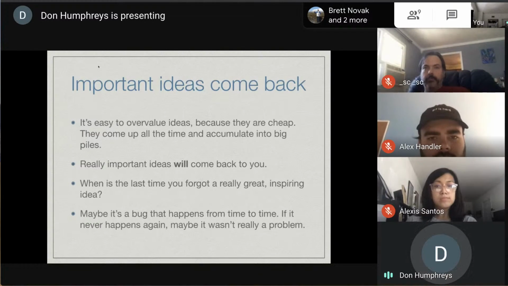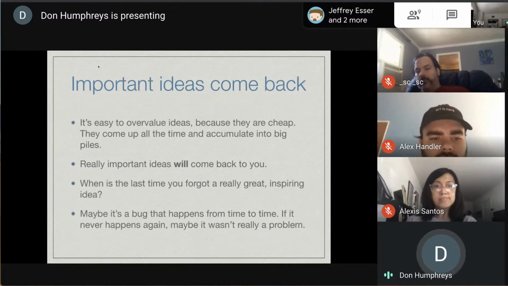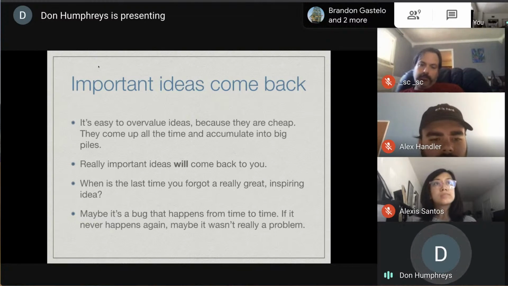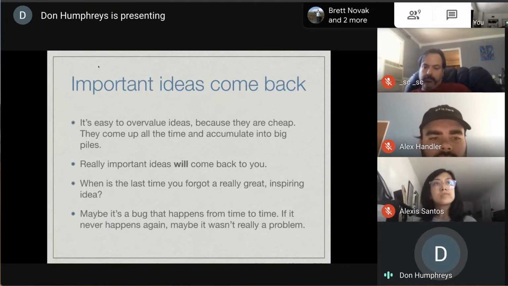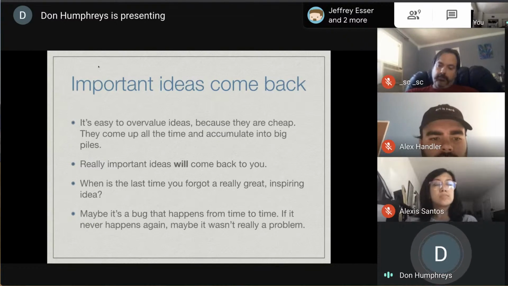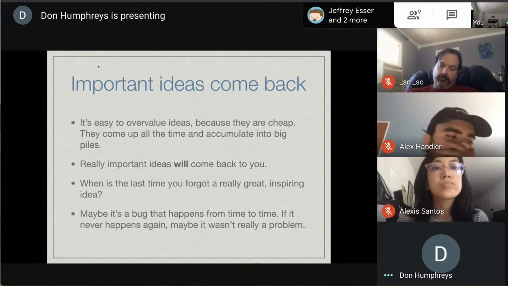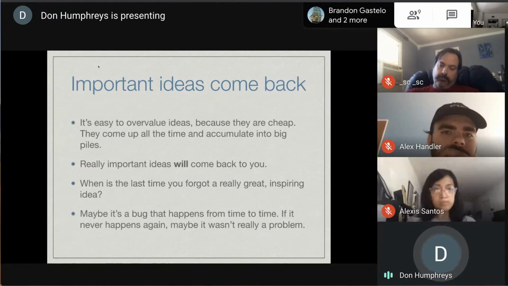They say it's really easy to overvalue ideas because they're cheap. People are always coming up with ideas, putting them in big piles in the backlog. Then you have to organize them, decide, go pick through, find the things that are really important. But the book suggests that really important ideas will always come back to you. And when's the last time you forgot a really great, inspiring idea and just never brought it up again? Now it's possible that a bug comes up, and it happens from time to time. Well, if that bug never happens again, maybe it wasn't really a problem. And if it does happen again, then it can be brought up in a later cycle.